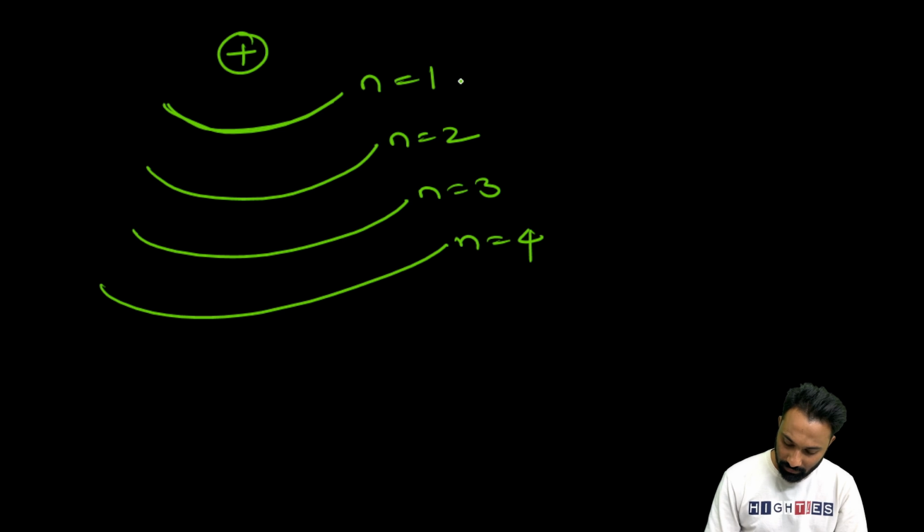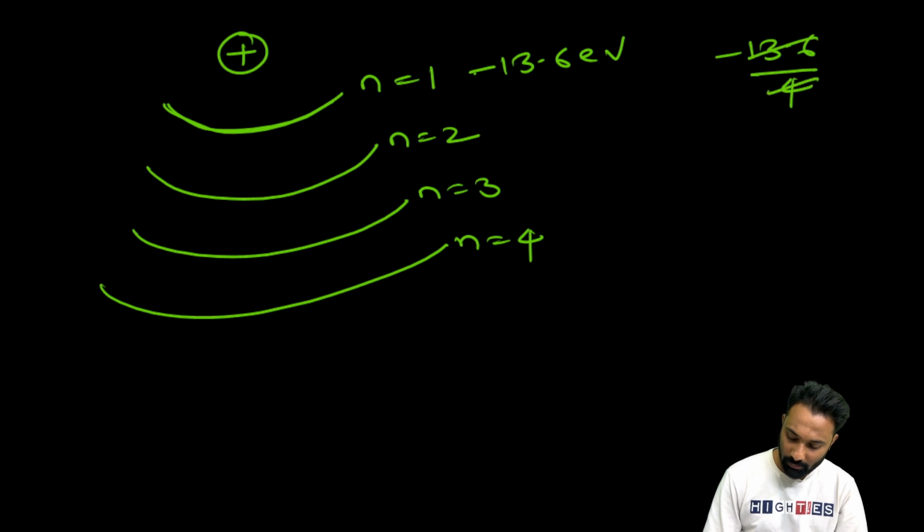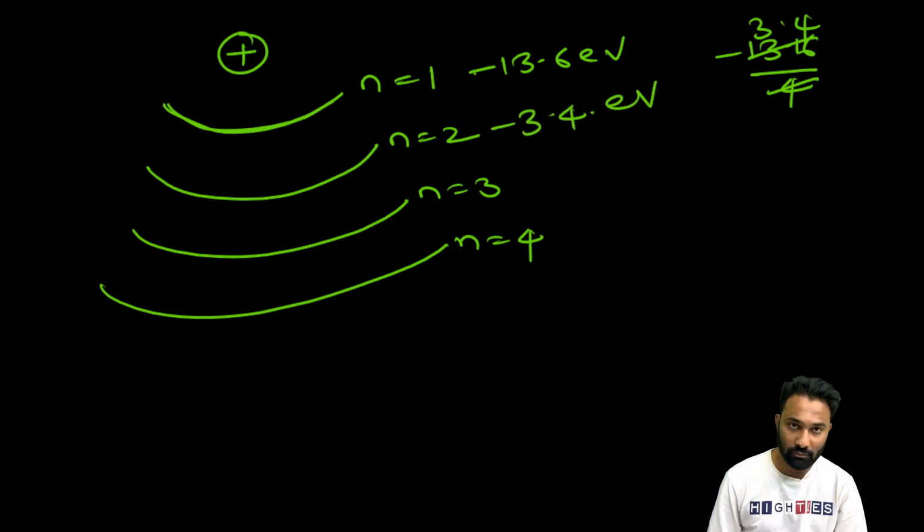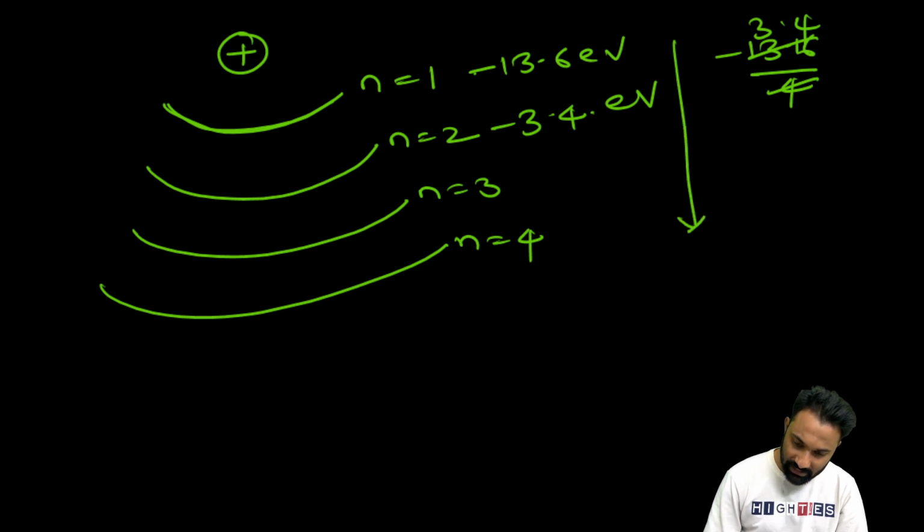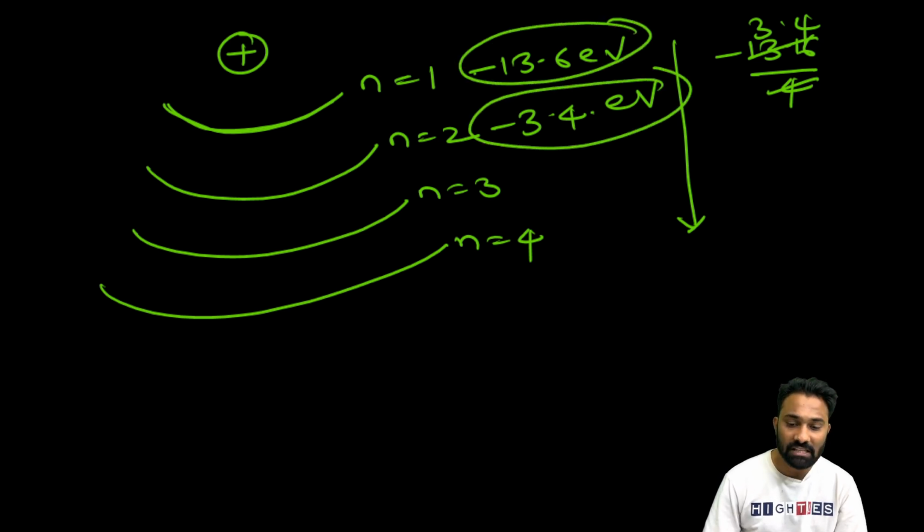For the first orbit, it has the lower energy of minus 13.6 electron volt, right? For the second orbit, we have approximately minus 13.6 by 4, which gives approximately minus 3.4 electron volt. See, as the orbit number increases, the energy of the orbit increases. Between minus 13.6 and minus 3.4, which is the higher number? Minus 3.4 is the higher number, right?